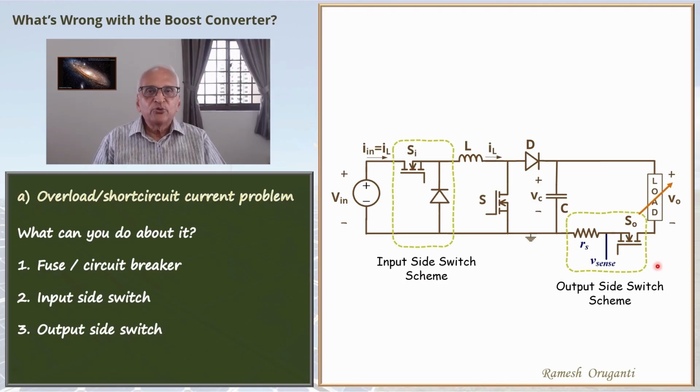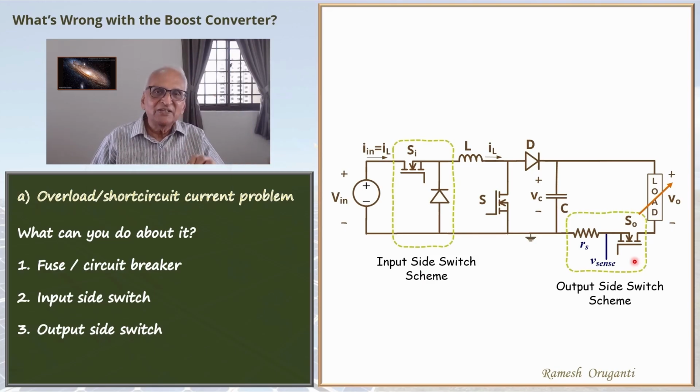One problem you can notice here, in the input side switch scheme, even after SI is switched off, because of the energy in the inductor and the capacitor, high current may continue to flow into the load for a bit more time. And so the short circuit current may flow for a little bit more time. The output short circuit current is not cut off cleanly. Whereas in the output side switch scheme, it is a hard interrupt. When S0 is opened, the output current stops. So that's a good thing.